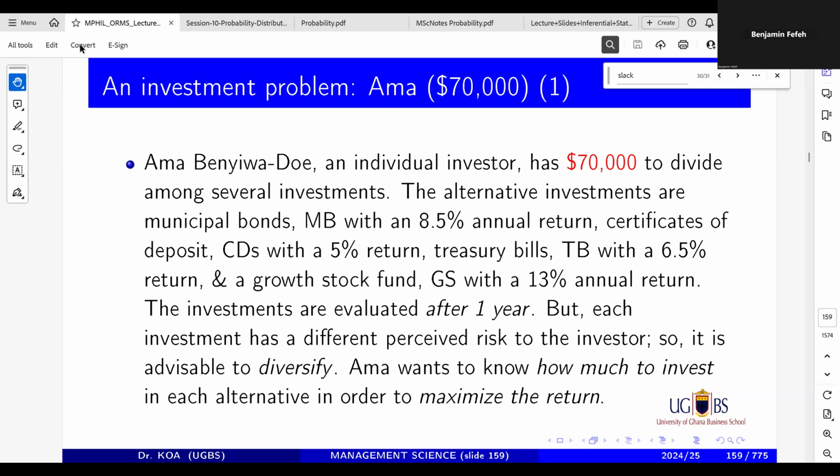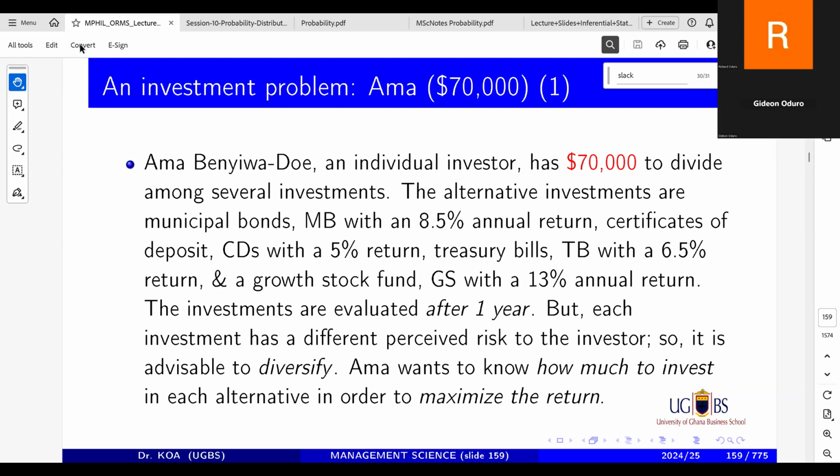So you have to let S be the municipal bond that needs to be maximized, or AMA needs to invest. And then S2 will be the certificate of deposit. And then maybe S3 will be the... Benjamin, hold on. If that is how you are going to identify the decision variable, that will be wrong. There is a unique way you have to identify the decision variable. There is a special way. How you write it matters.